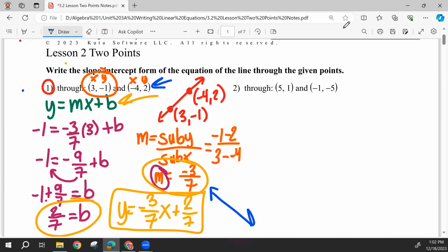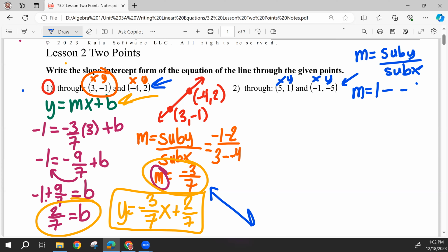I'm going to do the same thing for this one. I want to find the slope of this line. Every time I find the slope, I'm going to write the formula, and the more I do that, I'm going to commit that formula to memory. I like to label my x and y. So when I subtract my y's, I'm doing 1 subtract -5, and my x is 5 subtract -1. So on top, I get 6. On the bottom, I get 6. And so actually the slope of this line is 1.